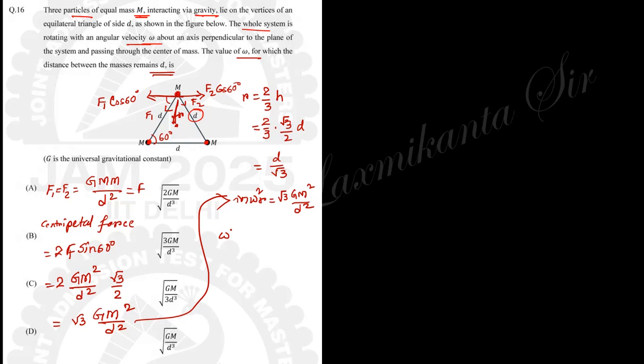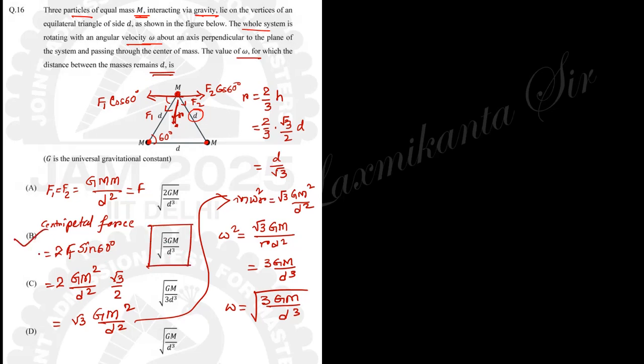m cancels out, so omega square equals √3 Gm by r into D square, and the value of r is D by √3. If you put D by √3, the √3 becomes 3, so 3 Gm by D cube. So what is the value of omega? Omega is √(3Gm by D cube). So option B is the correct answer. Option B is the correct answer of this question. I think the answer is clear.